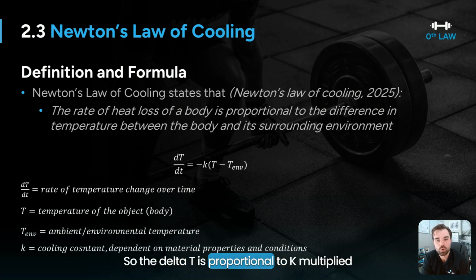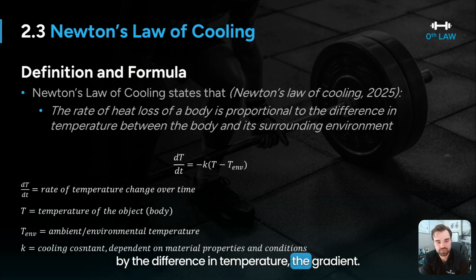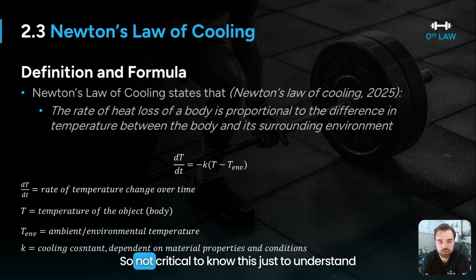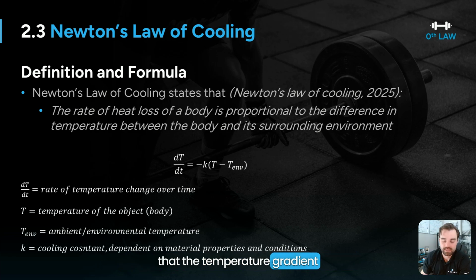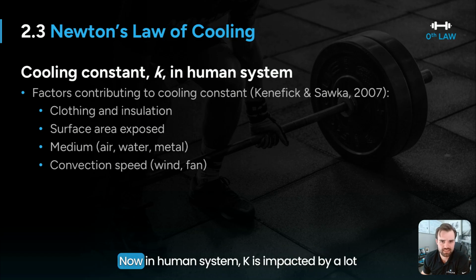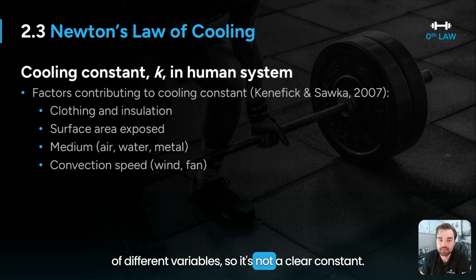So the delta T is proportional to K multiplied by the difference in temperature, the gradient. And K is a cooling constant dependent on material properties and conditions. So not critical to know this, just to understand that the temperature gradient is a direct impact on the rate of cooling. Now, in human systems, K is impacted by a lot of different variables, so it's not a clear constant.